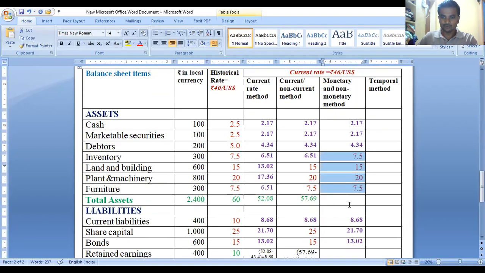So now we need to find out the total. I'm going to use MS Excel. So the total assets, how much does it come to? 58.68.